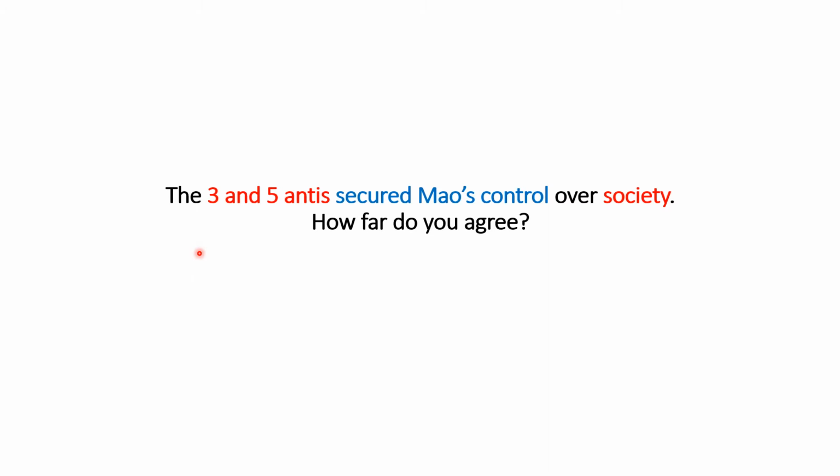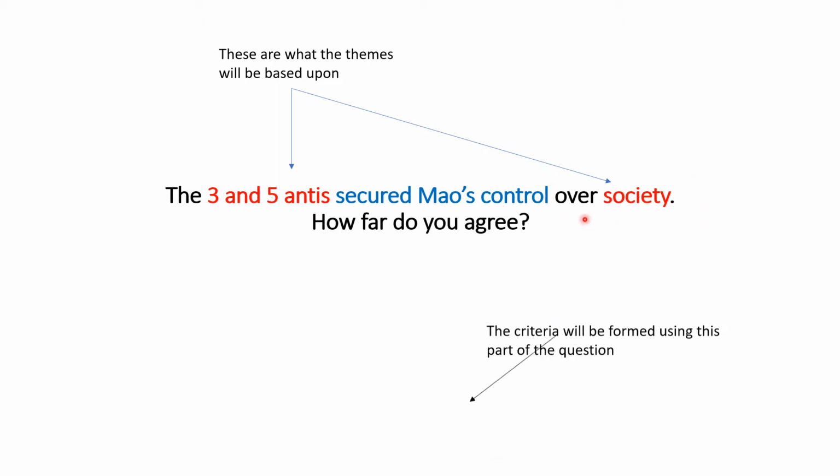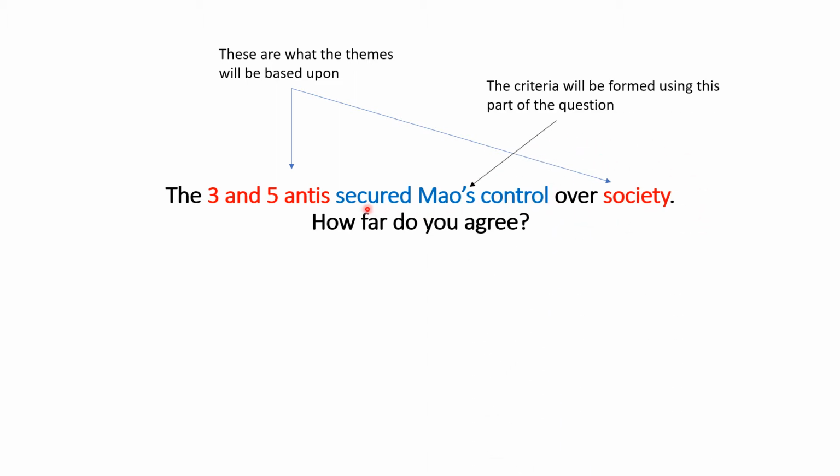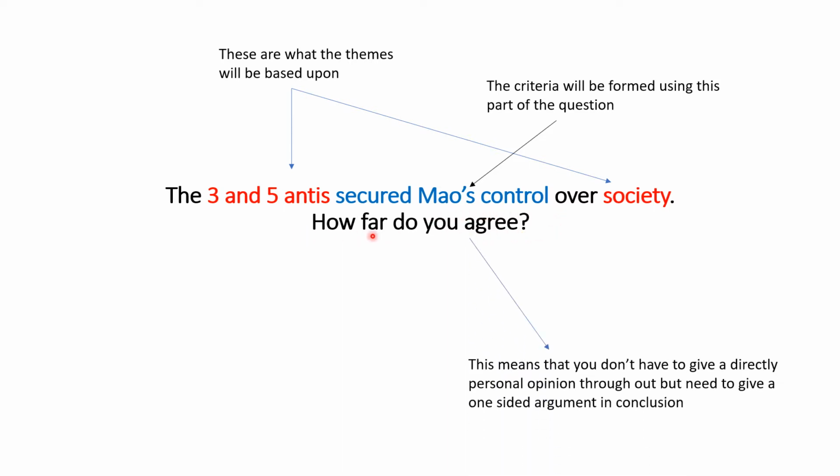The question that we're going to be looking at is: the 3 and 5 Antis secured Mao's control over society. How far do you agree? Firstly, we're going to break down which part of the question our themes are going to be. So we're looking at the 3 and 5 Antis campaigns as well as society in general, so we have to bring our two other themes from this idea. And then the blue here shows what the criteria we're going to make from this question. You also have the how far do you agree part, which is obviously quite opinionated. So you just have to make sure you're summing it up in the conclusion well, but not using I throughout the exam structure too much.